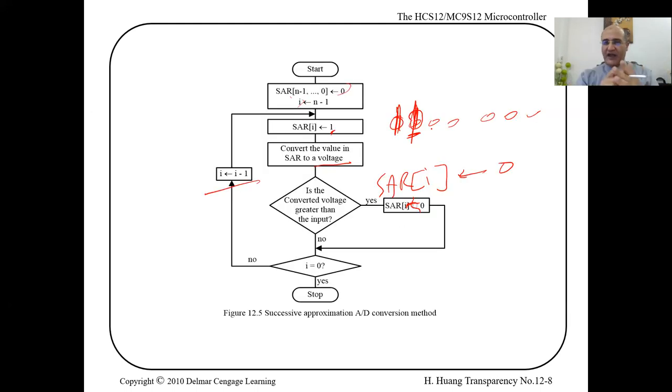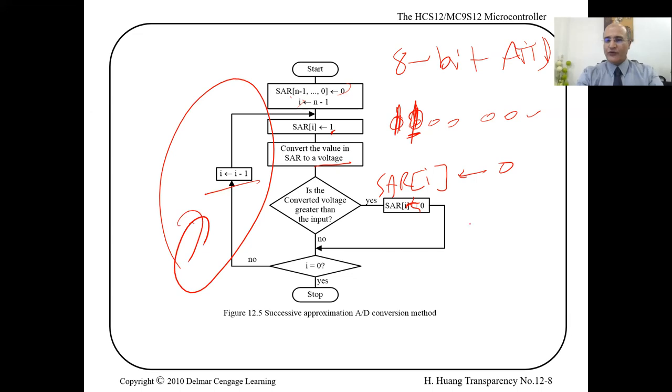And you can see that in the case of an 8-bit A to D, 8 cycles have to go through, right? In the case of a 10-bit A to D, you need to do this 10 times. So more resolution will take more time.